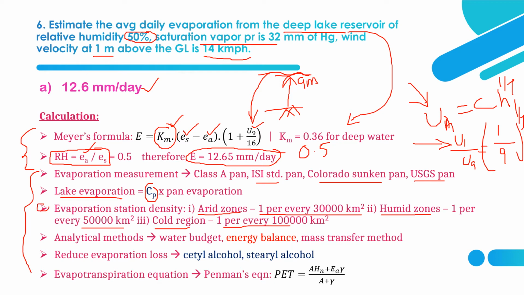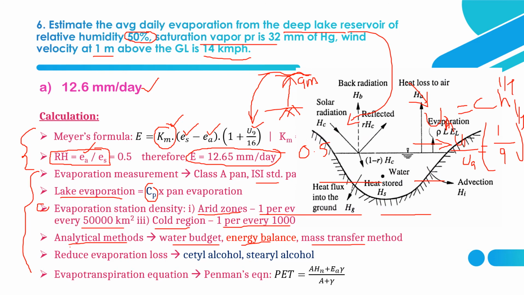And there are some methods to evaluate the evaporations. One is the analytical method. In the analytical method, there are three methods: water budget method, energy balance method, and mass transfer method. So this diagram gives the energy balance method.